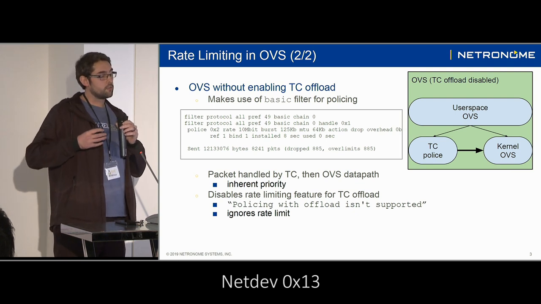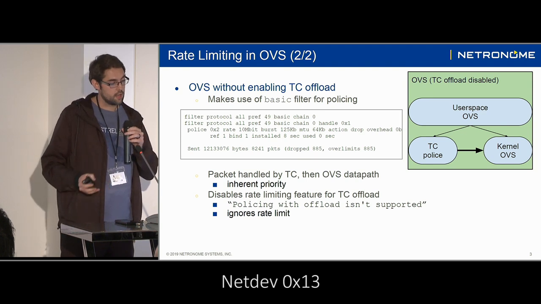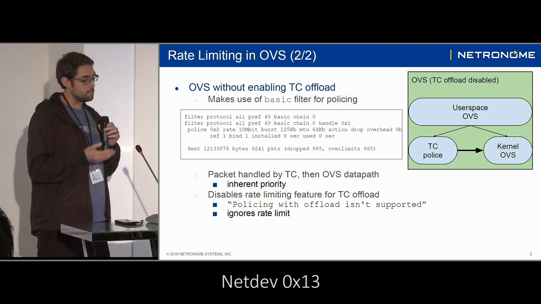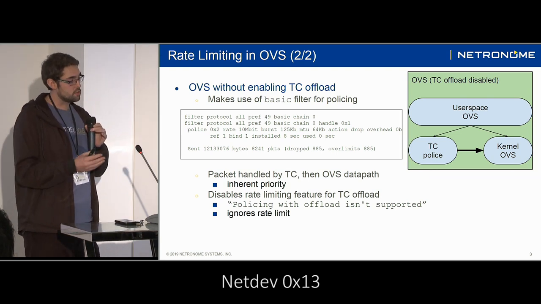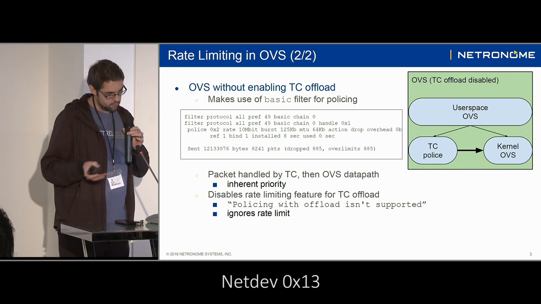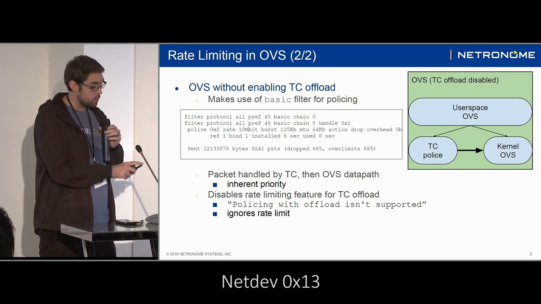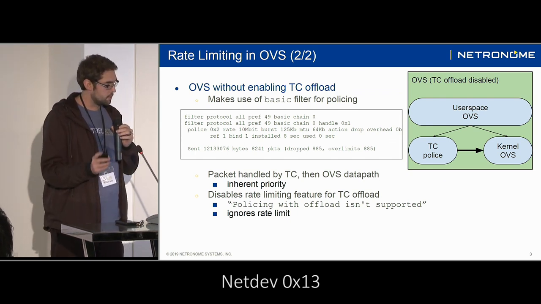If we configure a rate limiter in OVS without having TC offloads enabled, OVS would go and configure a TC filter with the basic classifier. This is what it traditionally does, and then uses policing for rate limiting. So this rule is slightly cut off for what it's worth, but you'll see a more full dump later on.